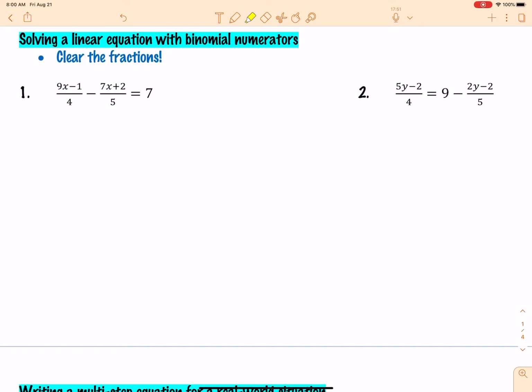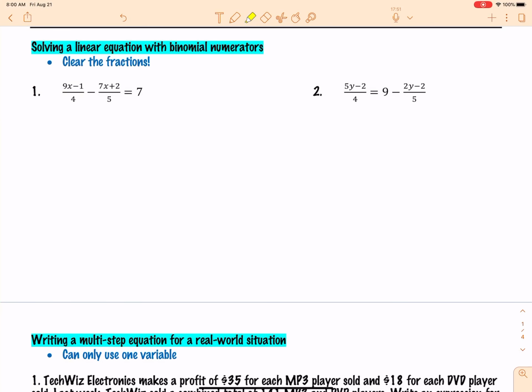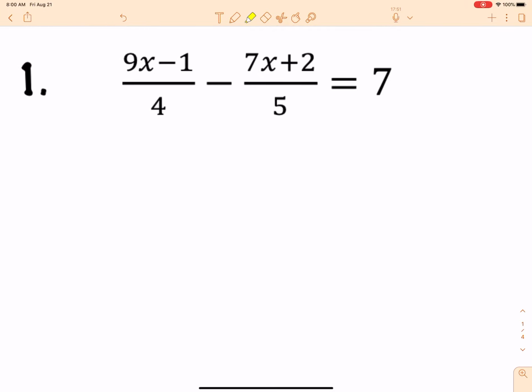And the rest of the time today we'll be dealing with word problems. And they're not too hard. We're just touching on the lighter ones. So again, we're clearing fractions, exact same idea as before. We just have now expressions on the top instead of just numbers. So you just have to learn to distribute and be very careful.